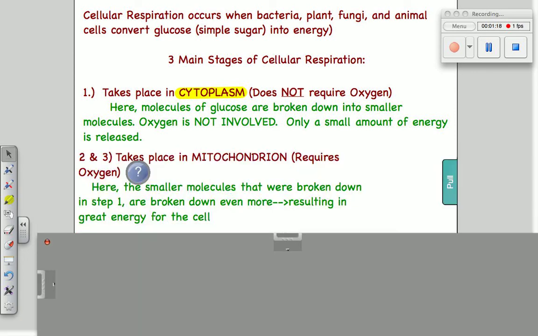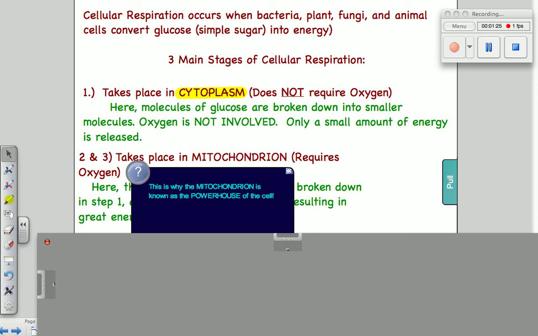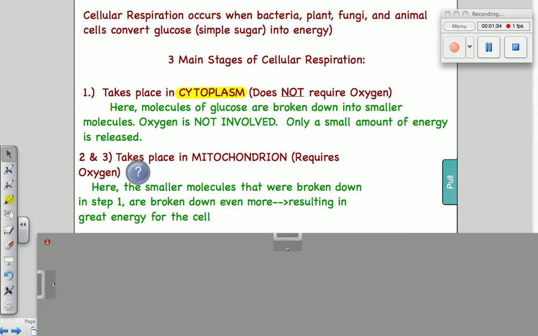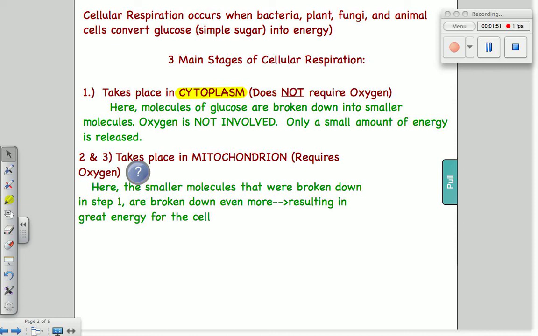The next stage, stages 2 and 3, take place in the mitochondria. This is why the mitochondria is known as the powerhouse of the cell, because this is where the most energy is going to be released. So here, the smaller molecules that were broken down in step 1 are broken down even more, resulting in a lot of energy. And at this point, your cell does need oxygen in order for this step to occur. So oxygen is required in the mitochondria. It is not required to begin this process in the cytoplasm.